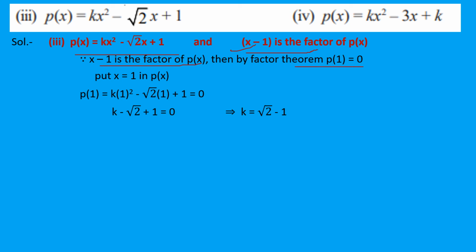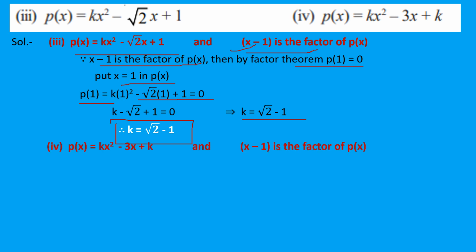So put x equal to 1 in p(x). We will get p(1) is equal to k into 1 square minus root 2 into 1 plus 1, and that is equal to 0. And when we solve, we get k is equal to root 2 minus 1. That means the value of k is root 2 minus 1 by the factor theorem.